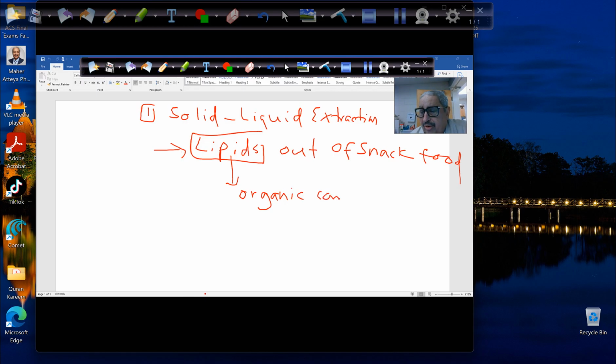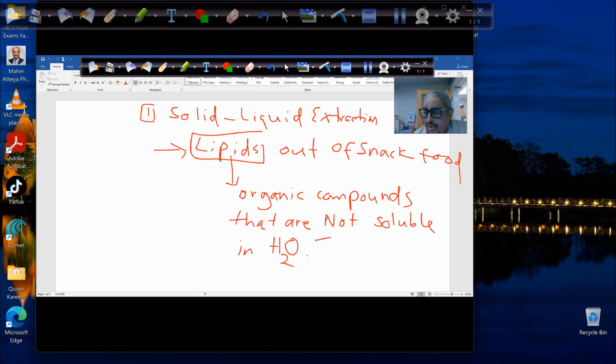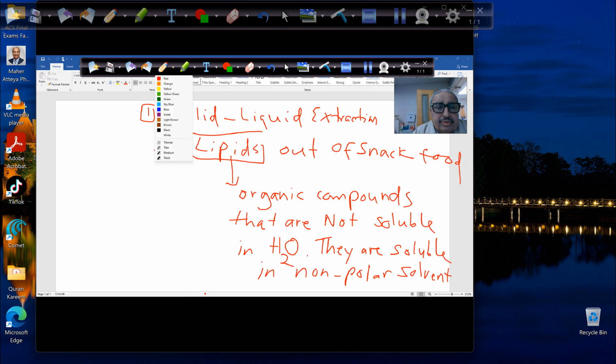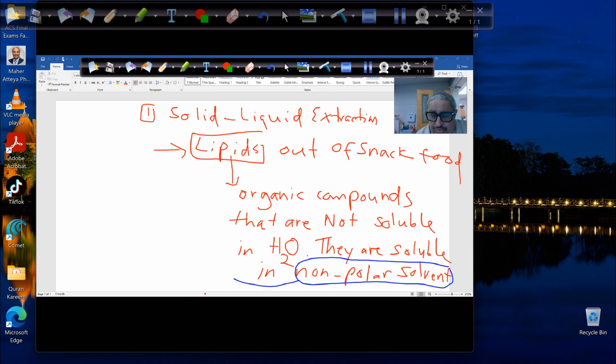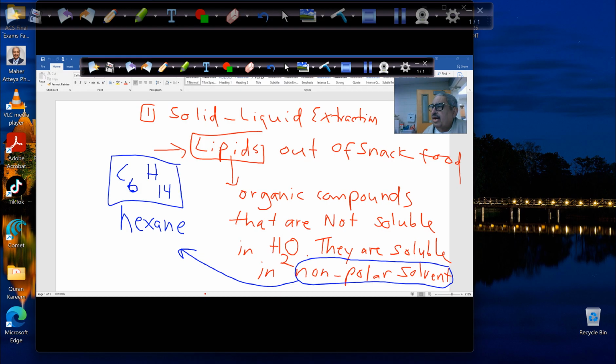Hexane is a non-polar solvent or compound. I'm just writing whatever I told you. They are soluble in non-polar solvents such as hexane. We'll be using hexane today to extract the lipids out of the food snacks. Hexane is C6H14, an alkane. 6 carbons and 14 hydrogens.